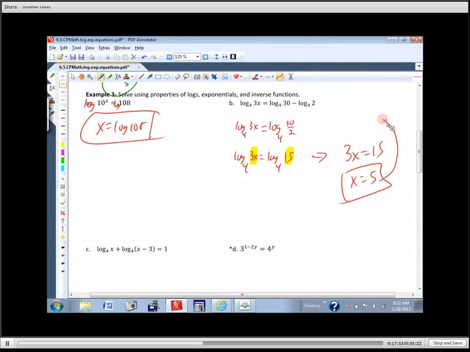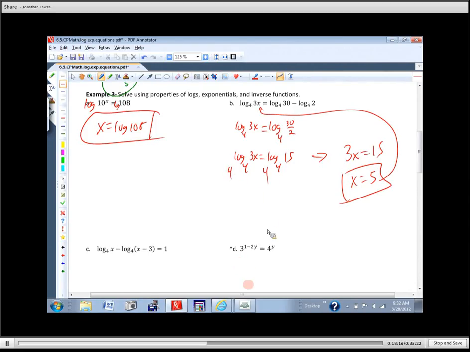Is it okay to plug that in there? Does it make sure we're taking the log of a positive? If you plug that in there, that's log base 4 of 3 times 5. That's log base 4 of 15, so that's okay. Make sense? Okay. You can do this, or what would be really nice is, how do you undo log base 4?